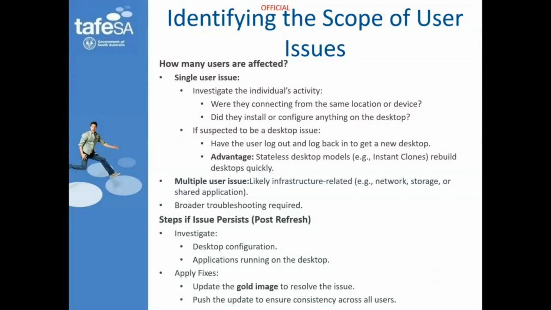Are they having any problems? If you find out the problem has to do with the configuration or the applications on the desktop, then you need to apply the fixes by updating the golden image, because there's no point fixing the individual instant clones. They will be deleted after you log out, and the next time you log in, those fixes won't be there. So you need to update the golden image to resolve the issues. Push the update to ensure consistency across all users, meaning once it's updated, you need to really make sure that everyone knows about this issue: log out, and log back in to get the fresh image.